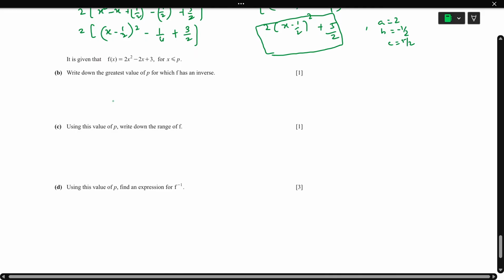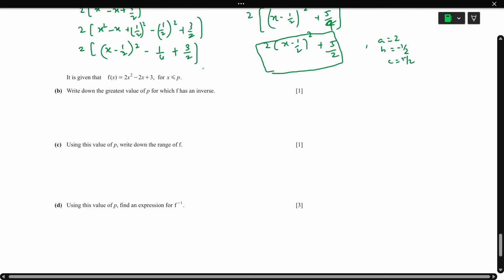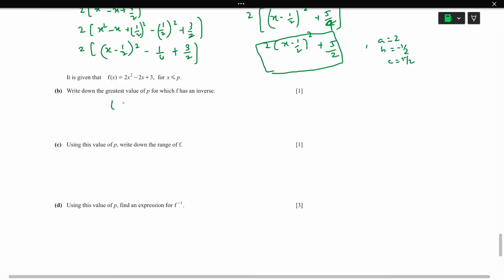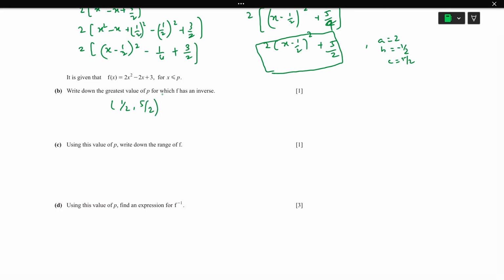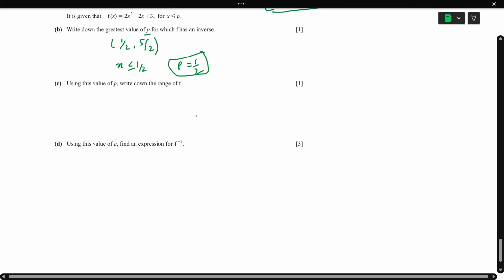Greatest value of the function is an inverse. When you do inverse, the greatest value is the vertex form. So we'll take the vertex. The vertex is going to be 1 by 2 comma 5 by 2. So x is less than or equal to p, find the value of p. So x is here less than or equal to 1 by 2. So p equal to 1 by 2. That's the answer.